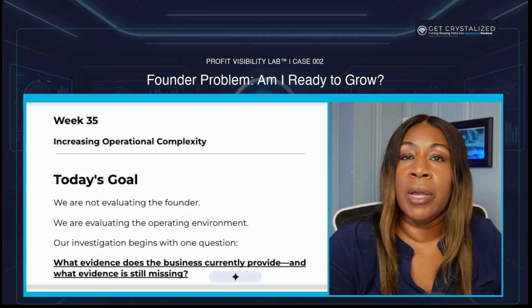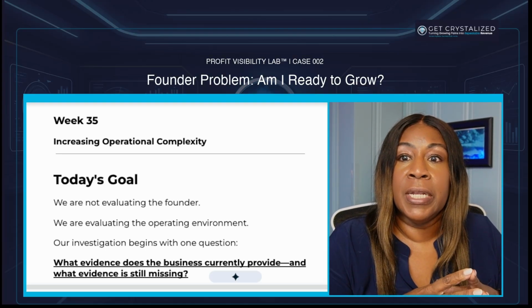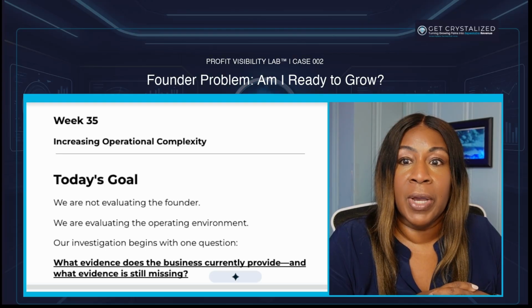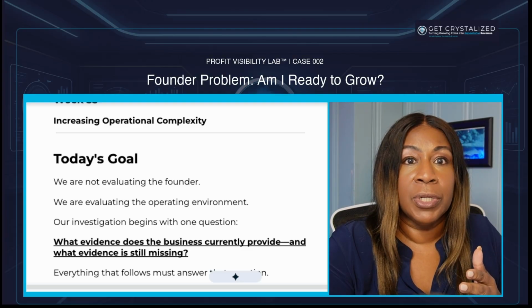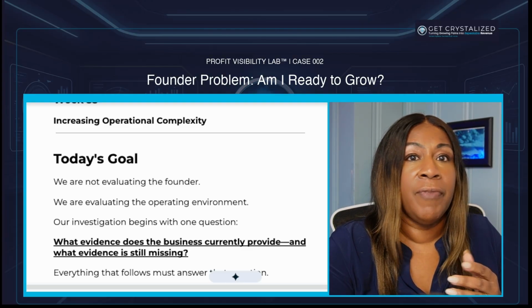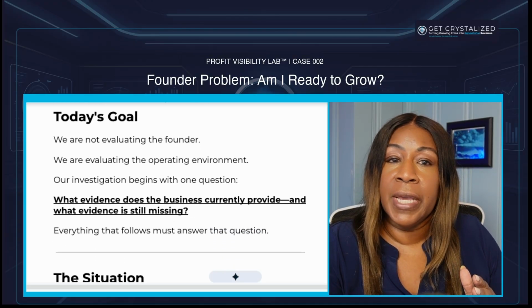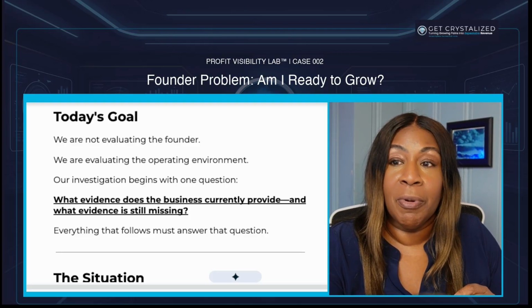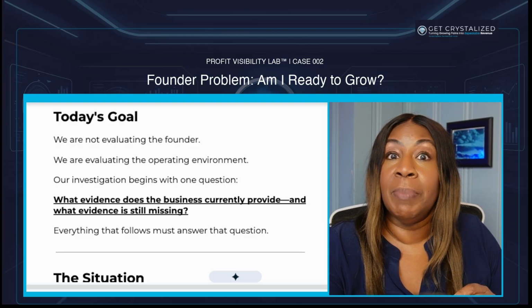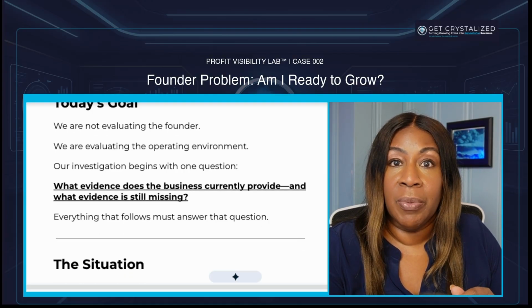So we're looking at an environmental pressure that you may be experiencing as a founder around increasing operational complexity. Today's goal, again, is that we're not evaluating the founder, we're evaluating the operating environment. Our investigation begins with one question and one question only: What evidence does the business currently provide, and what evidence is still missing? Everything that follows must answer this question. This is the way we roll here.